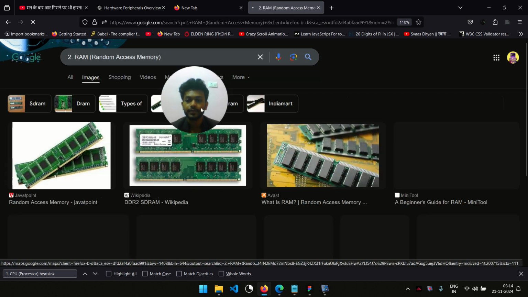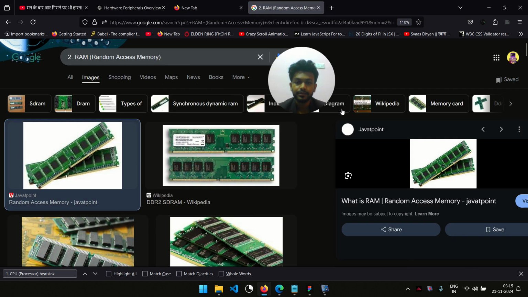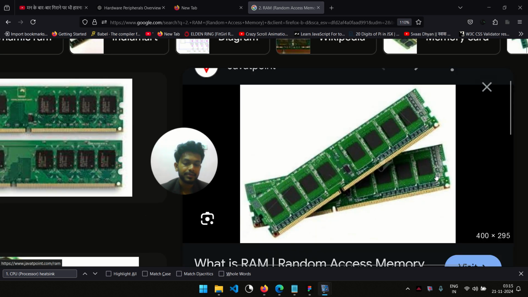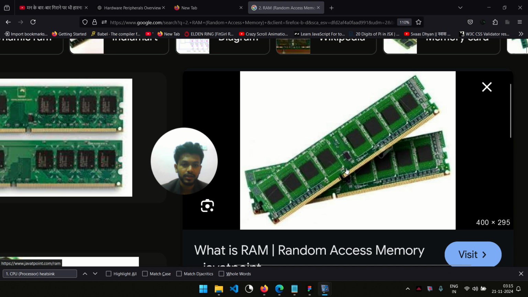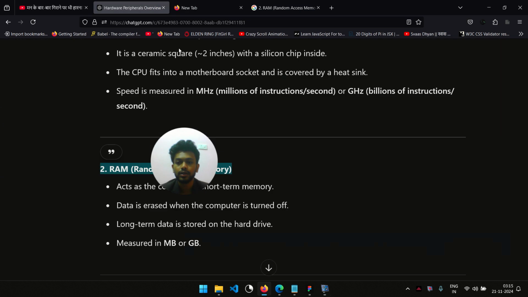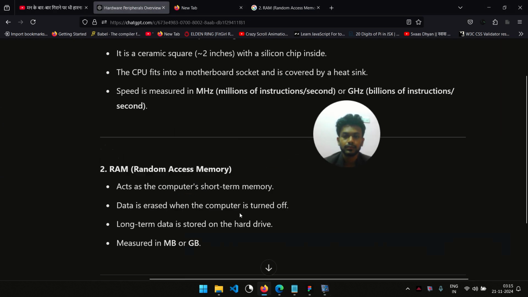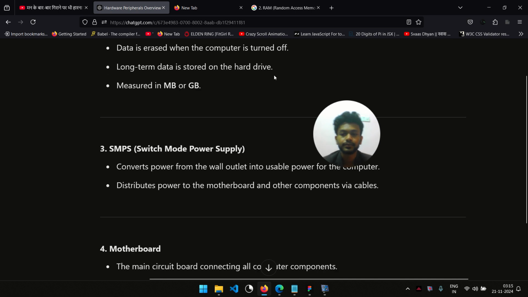RAM, also known as random access memory. So these are the RAM. RAMs are measured in MB and GB. Generally we have GBs of RAM, but some of the old laptops used to have megabytes of RAM. It is basically the short-term memory of the computer. That means if the computer is shut down and turned back on again, the memory would be lost. And long-term memory is stored in a hard drive.